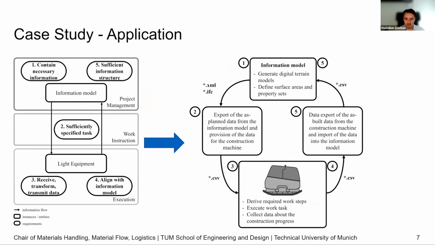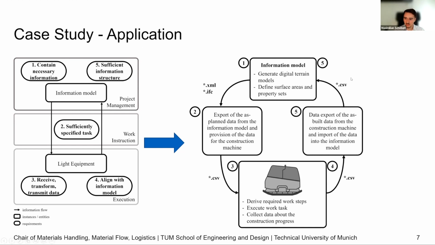And in the next step, we exported the as-planned data from the information model and provided the data to the construction machine in a CSV file. The construction machine used this data, so our compaction plate, and derived the required work steps, like a trajectory it wants to drive, executed the task, monitored the execution, and collected data about the construction progress and the quality. And this data was then exported also through a CSV file containing the as-built data from the construction machinery, and it was put back into the information model.